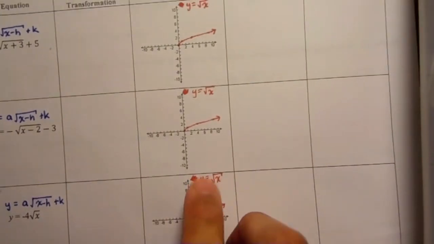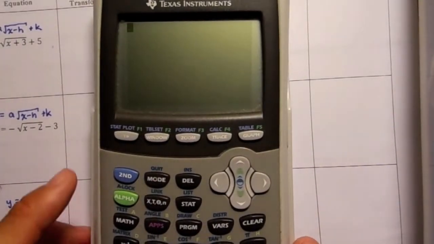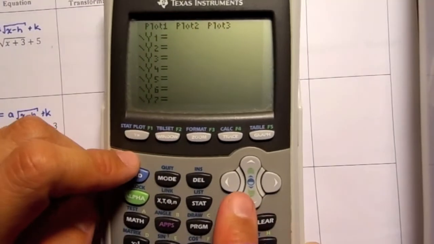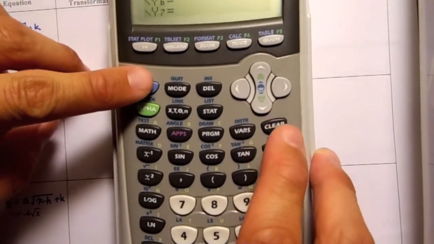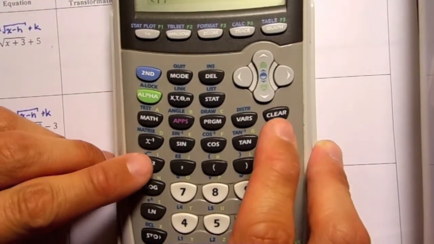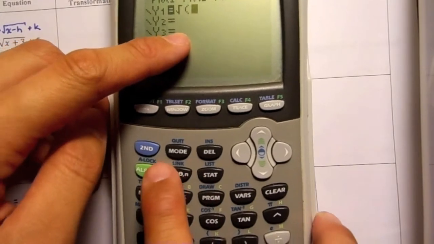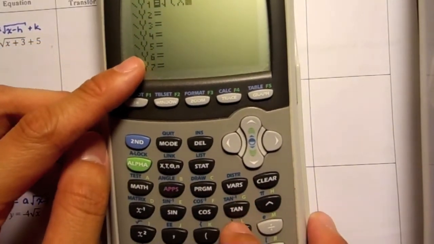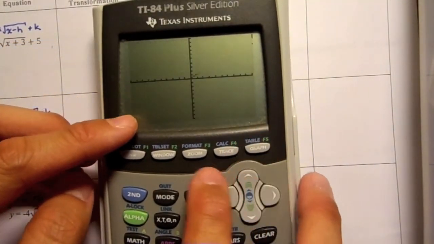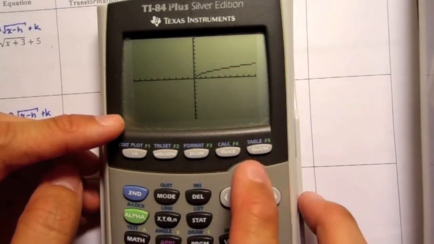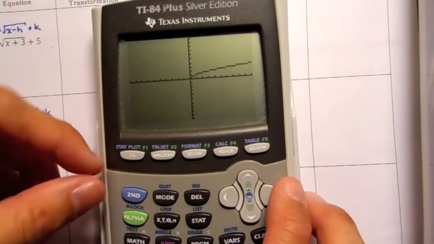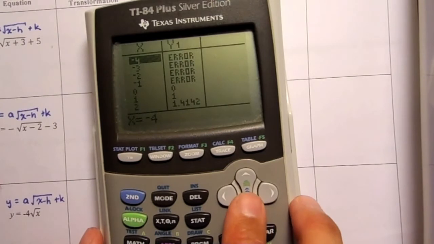If you're not sure of what points to plot, you can use your graphing calculator. Just go to y equals. To plug in the square root of x, you just go to second and then press x squared. That should give you the square root. And then we put x in, close parentheses. And when you graph it, you do have your R-shaped graph. To get more specific points, just go to second, graph, and then your table values.